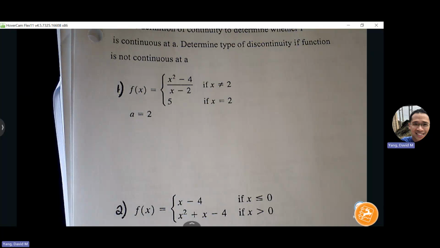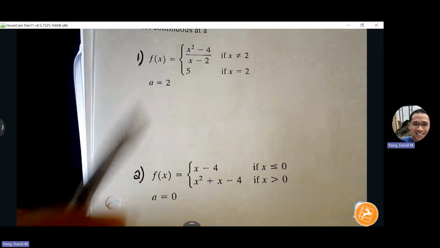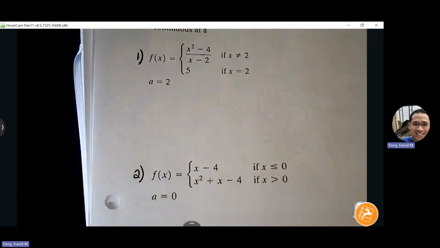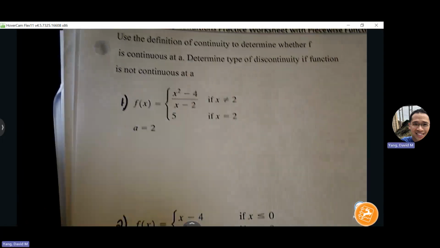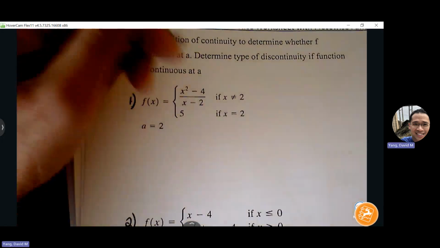Is this piecewise? It's piecewise, yeah. It depends, right? It's possible it's not continuous, but it's our job to discover that by going through those conditions. So let's start off with number one.